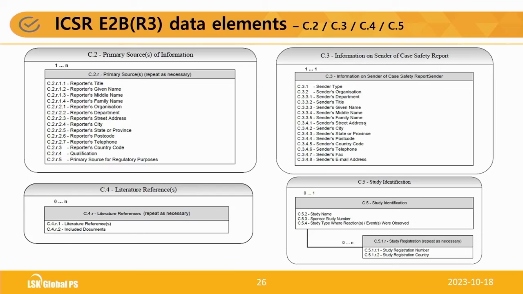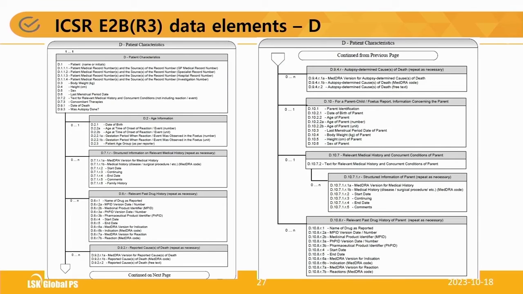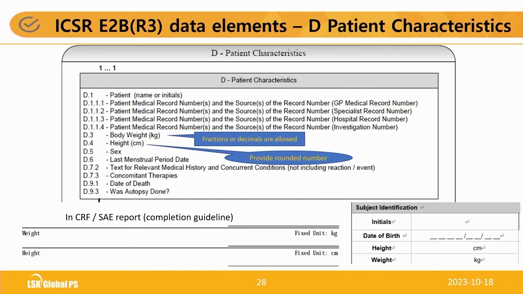And then we have C.2, C.3, C.4, and C.5. So D is about patient characterization. There are so many elements and so many items, and one thing I would like to highlight here is that we have body weight and then height. In the guidelines, for body weight, fractions or decimals are allowed, but for height, only rounded numbers are allowed.